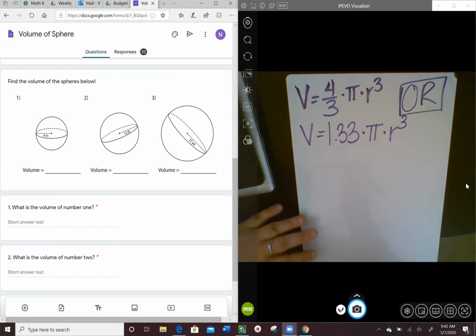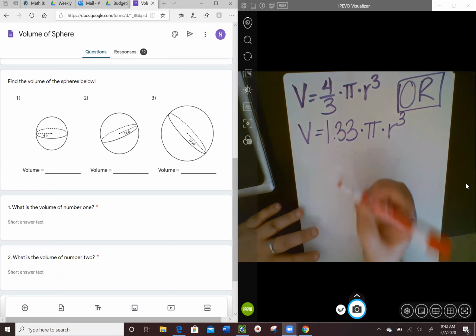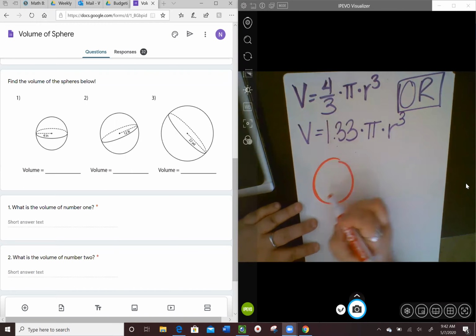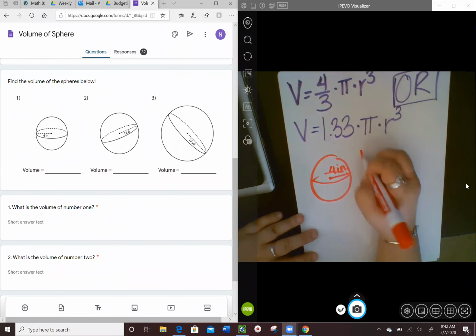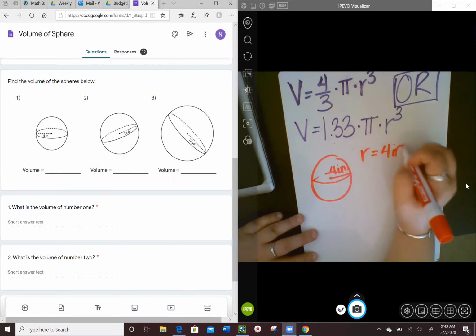So the first problem you guys had to do was this one right here. So you've got a sphere. That was a pretty good circle, Miss Wayho. We got a radius of 4 inches. I drew it the wrong way, but 4 inches is our radius nonetheless.